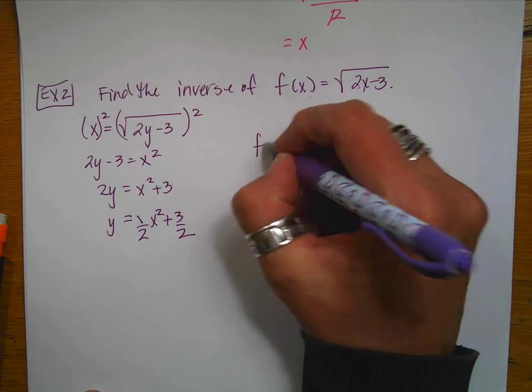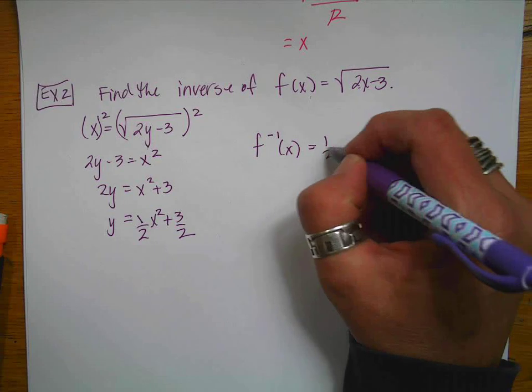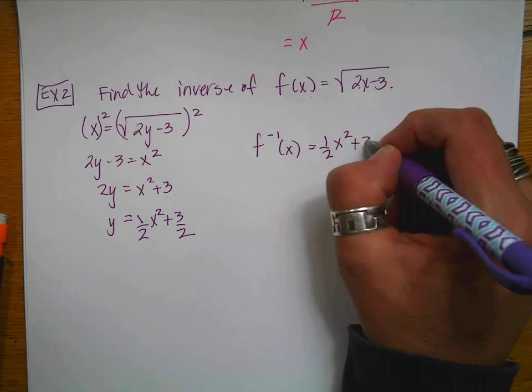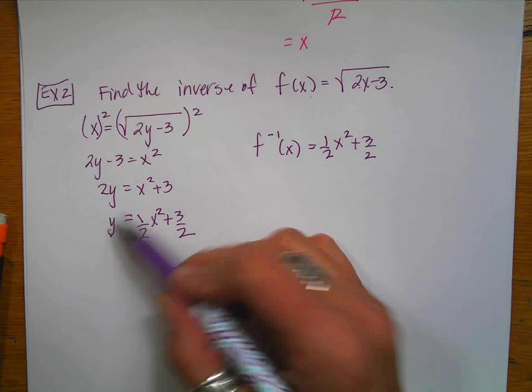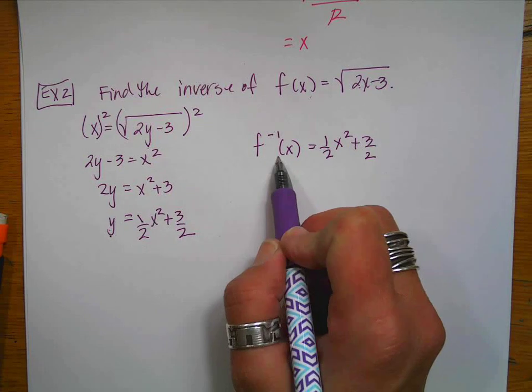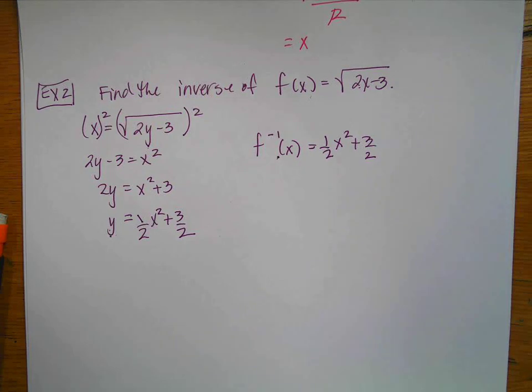The notation is important, so when I report, I would say that the inverse is equal to 1 half x squared plus 3 halves. Even though you solved for y, that y represents the inverse, so you want to make sure that we report our solutions well.